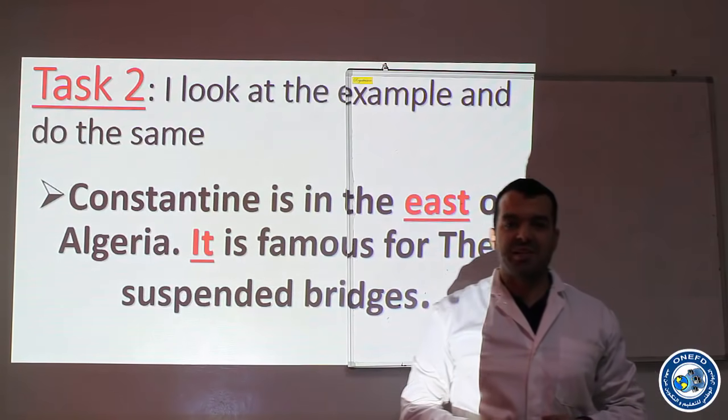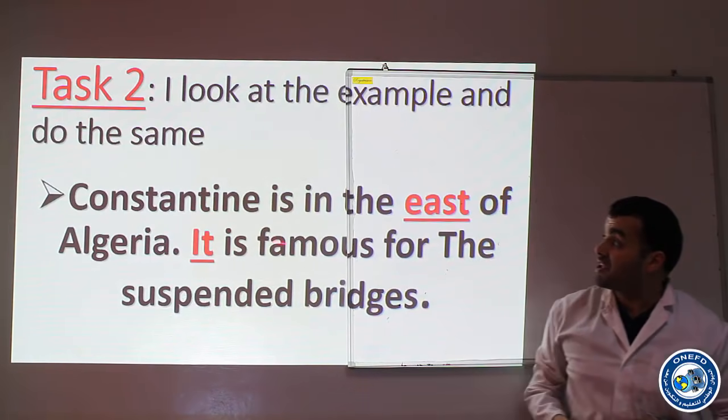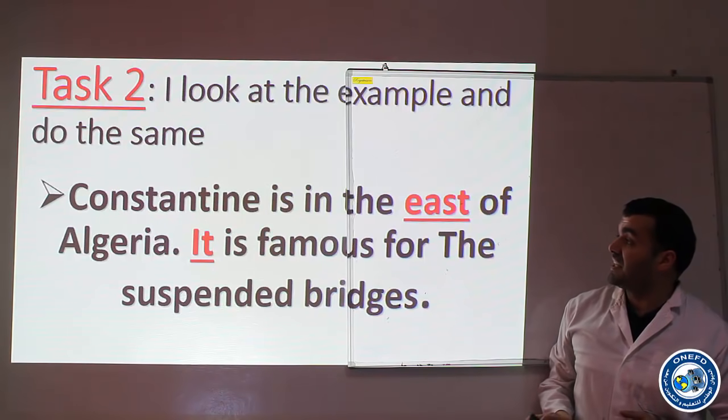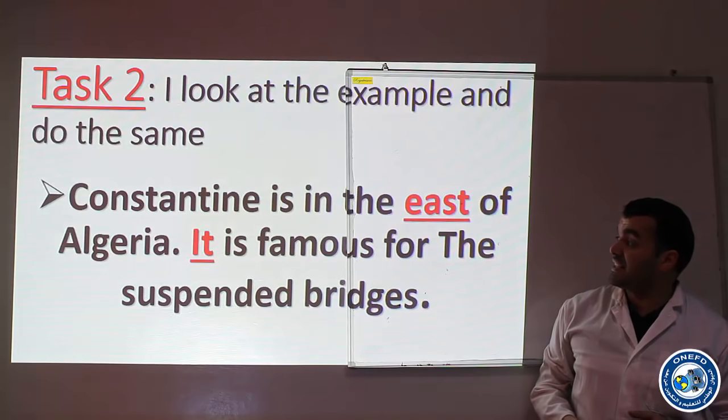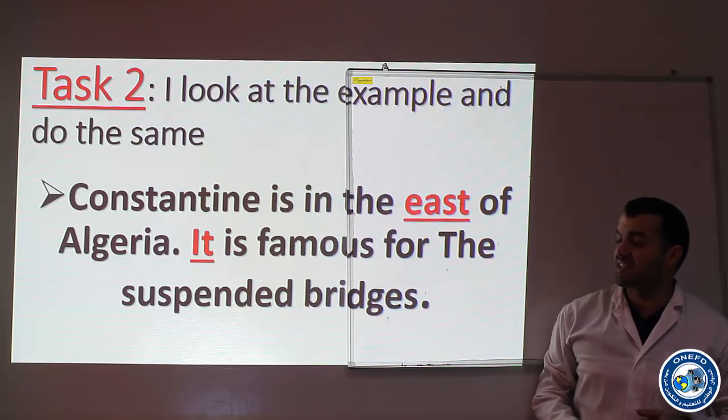I invite you to do task 2. Look at the example and do the same. You have this example here. Constantine is in the east of Algeria. It is famous for the suspended bridges. It here refers to Constantine.